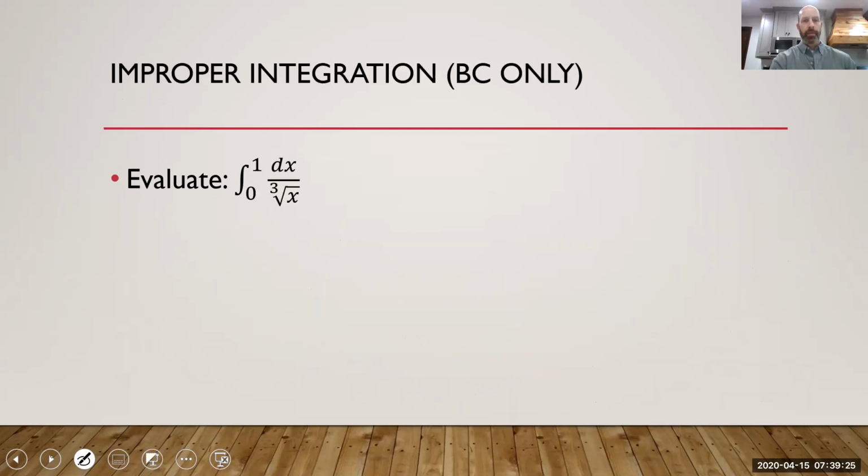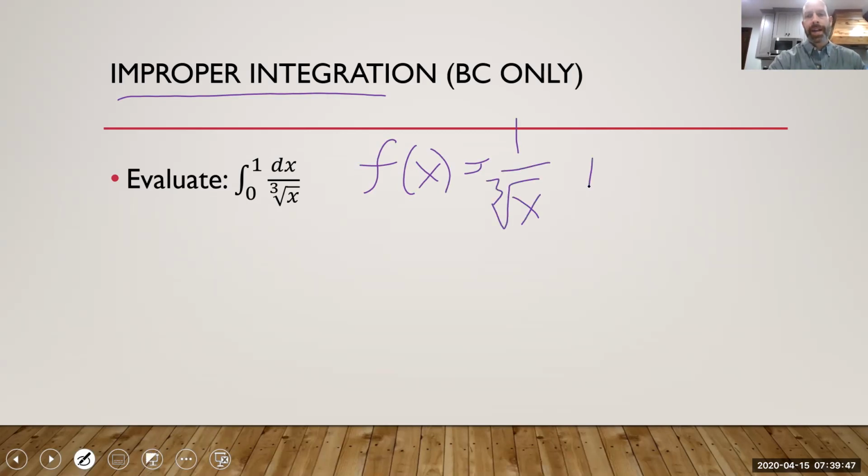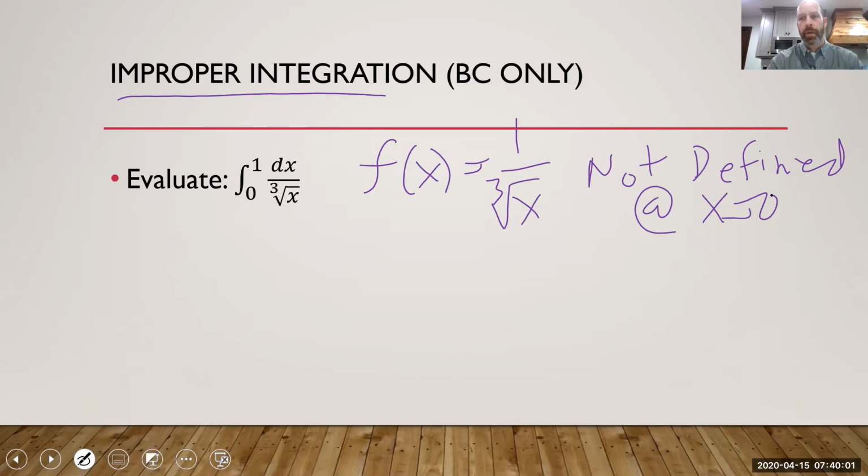Last example is improper integration. And I'd like you to think about, why do we need to do improper integration here? Well, the reason we need to do improper integration here is this function, and I'll call it f of x equals 1 over the cubic root of x, is not defined at 0. That's a problem. If you put 0 in there for this function, you will get 1 over 0, which is not defined. That's why you have to use improper integration.